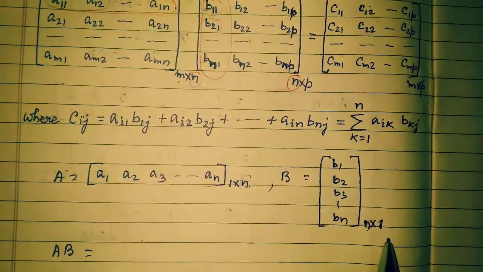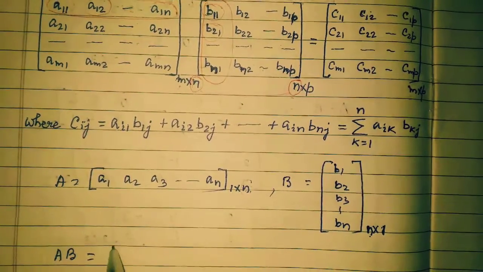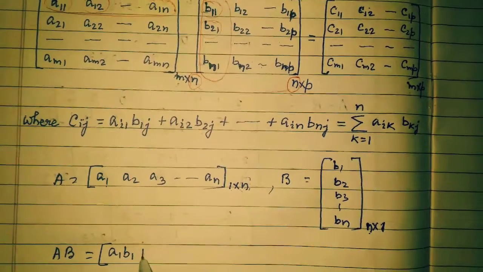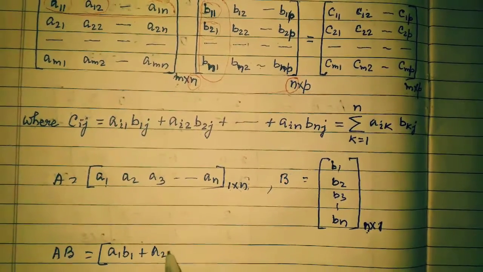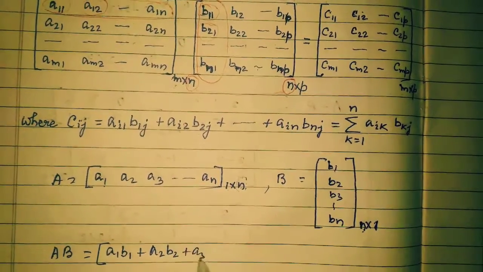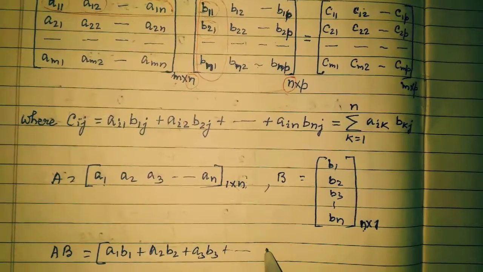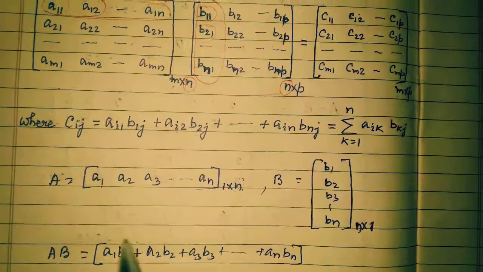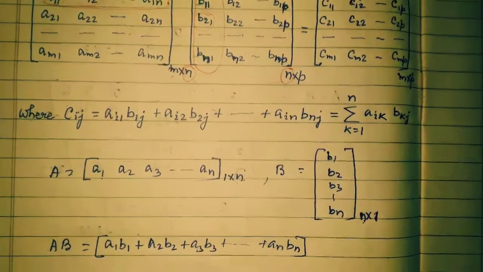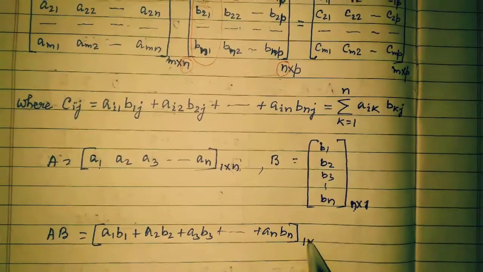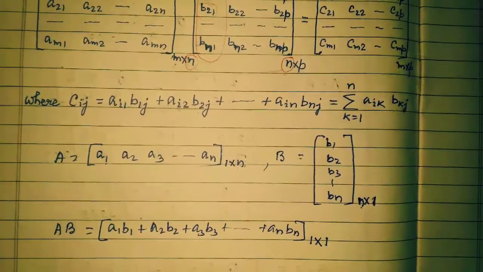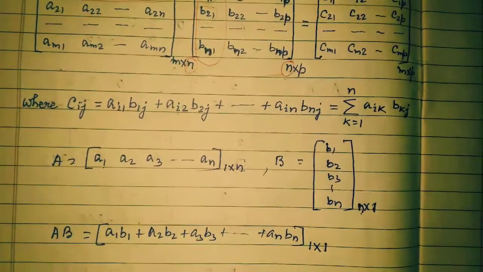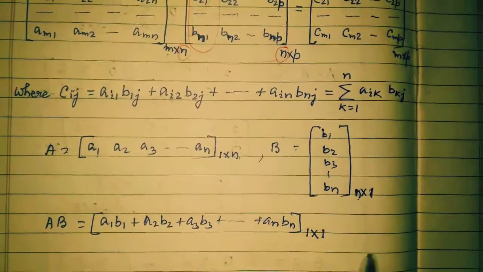1 into 1. So what will you do here? You will just multiply and add only. A1 with B1 you multiply, plus A2 with B2, A3 with B3, like this way, up to AN with BN you multiply. But this whole thing will add only, and this will be only one element, because their order is coming 1 into 1. So when a row matrix and a column matrix are multiplied, the resultant matrix order will be 1 into 1.